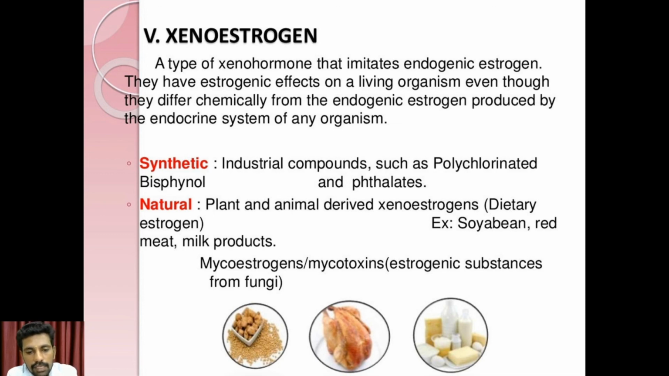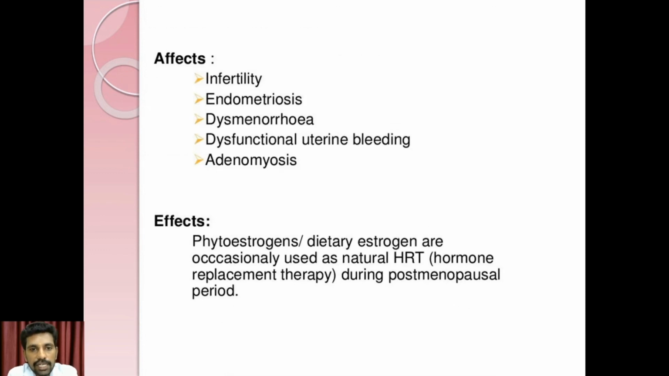Mycoestrogen, from mycotoxins, is also an estrogen that comes from fungi. It also affects fertility and causes endometriosis, dysmenorrhea, dysfunctional uterine bleeding, and adenomyosis. Dietary estrogen is occasionally used as a natural hormone replacement therapy during the postmenopausal period, after the age of 50 in women. It is also called phytoestrogen.